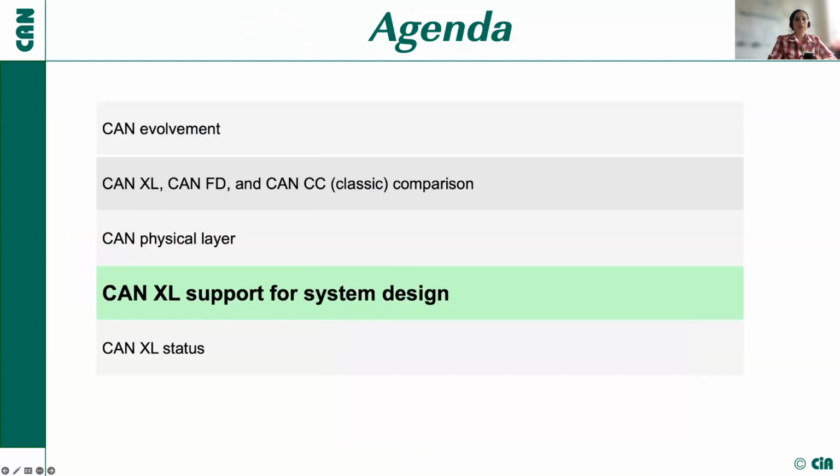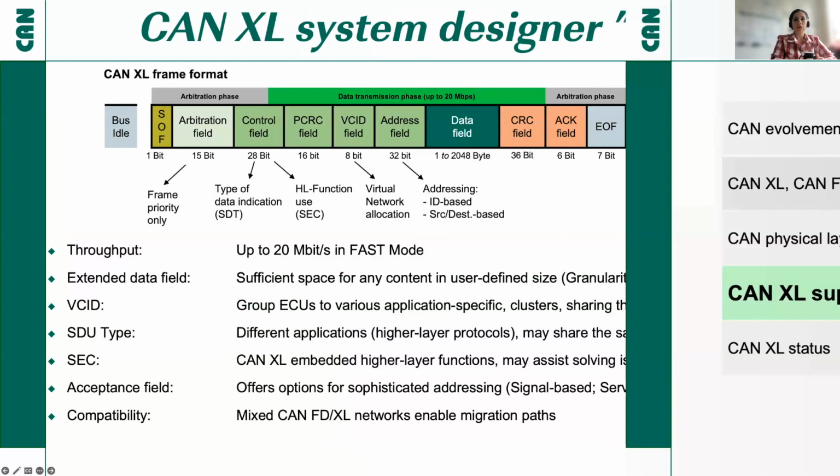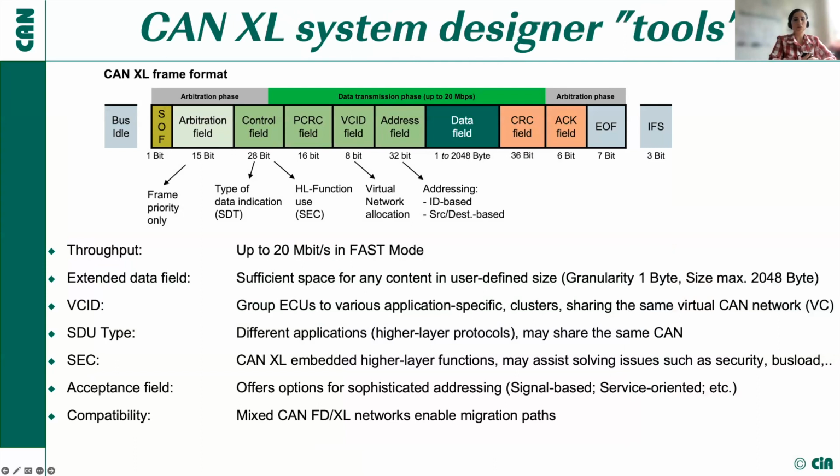Now I would like to ask you to imagine you are a CAN XL system designer. So you need to know about your benefits, which I would like to name tools. Up to 20 megabit per second in fast mode. Throughput is possible for you.